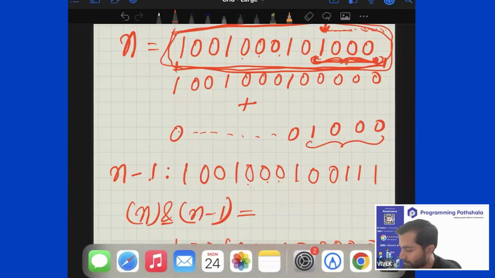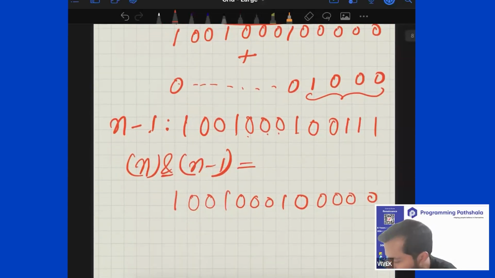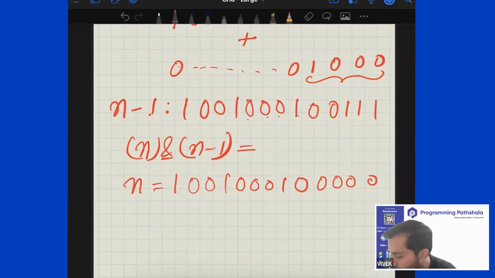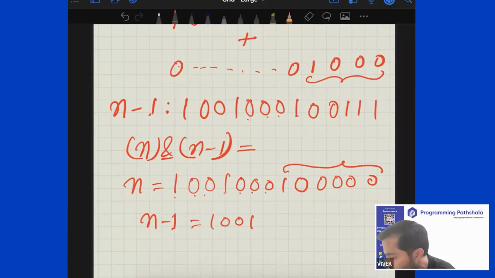Now your new value of n is this. Once again, if you try looking at n minus 1, how will it look? You can quickly guess. This is the power of 2, right? So n minus 1 will look like 1, 0, 0, 1, so far all right, 0, 0, 0, and then this part will get converted to 0 followed by 5 ones.